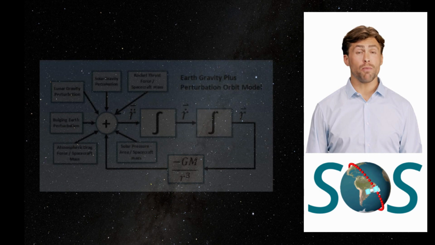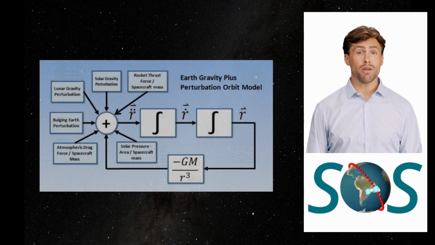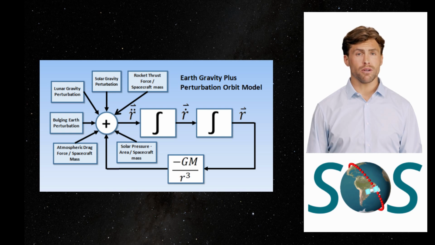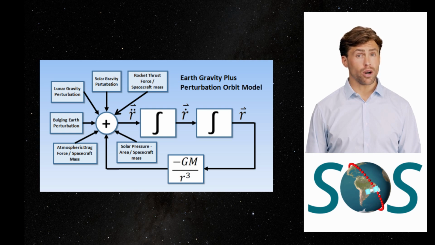In the image I show on my right, you see the mathematical flowchart of the spacecraft's equation of motion, which must be solved to simulate a near-Earth satellite's orbit. Here, the total acceleration felt by the spacecraft is the summation of Earth's gravitational acceleration plus several acceleration perturbations, such as those due to the Moon and Sun, Earth bulge, Earth atmosphere, thrust, and solar radiation.